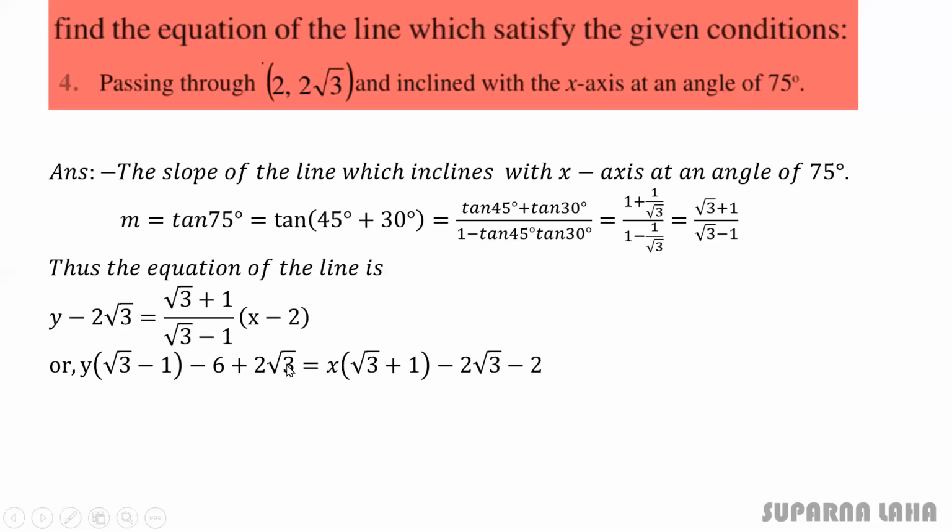So take all the terms to one side and write down the equation of the straight line, that is x into (root 3 plus 1) minus y into (root 3 minus 1) and minus 4 into (root 3 minus 1) equals 0. So this is the equation of the straight line. Moving to the next question.